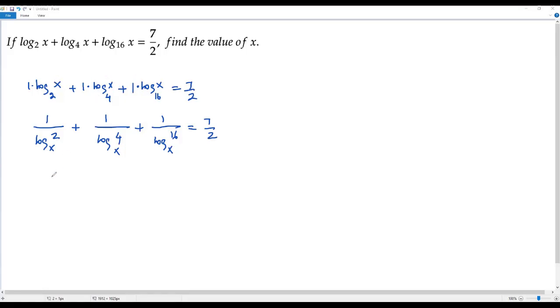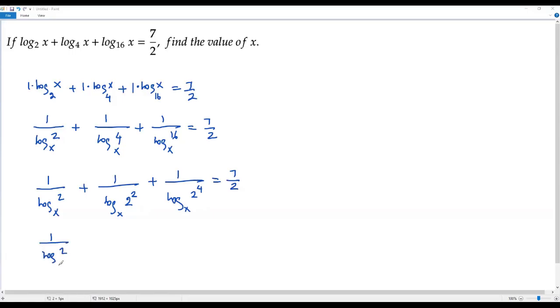Now let me write the first one as it is. That is 1 over log 2 to the base x plus 1 over, in the second logarithm, actually 4 is a power of 2. So 4 can be written as 2 squared. Let me do it: 2 squared, plus 1 over log 16, which is also a power of 2. It can be written as 2 to the 4th power, equals 7 over 2.